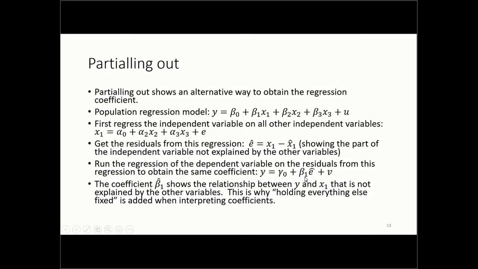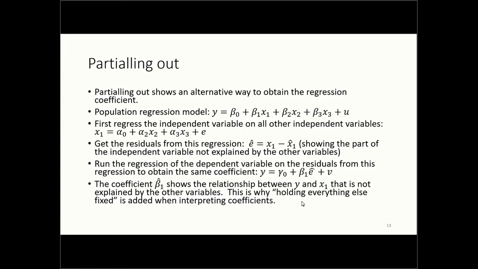And beta 1, this coefficient here, would actually happen to be exactly this coefficient that we have on the x1 variable. So how to interpret this is this beta 1 hat coefficient shows the relationship between y and x1 that is not explained by the other variables. That's why we say holding everything else fixed when we're interpreting the coefficients.